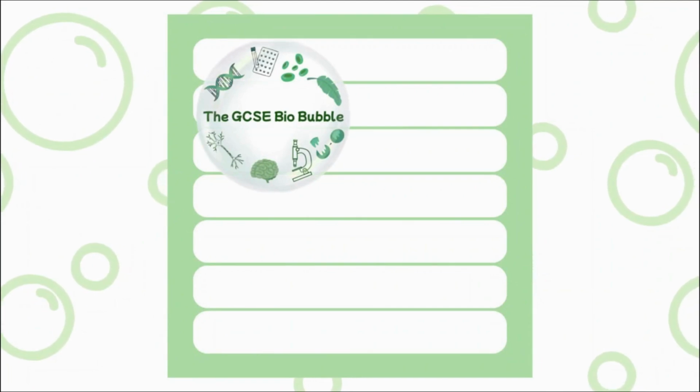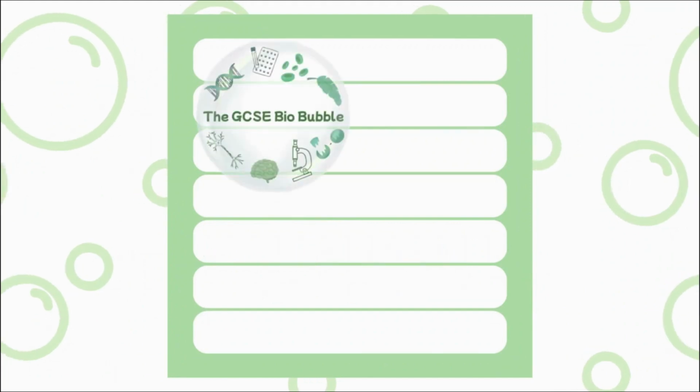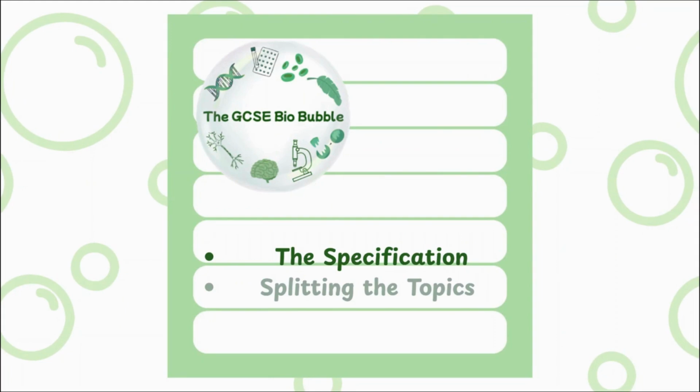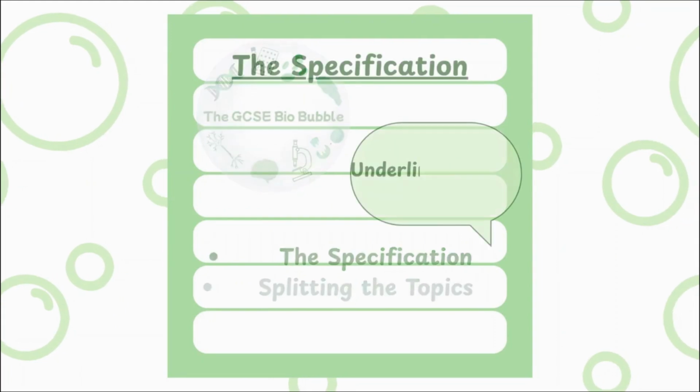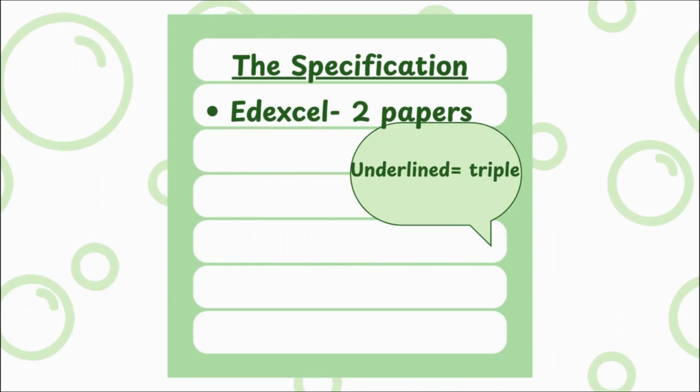Today we're going to keep it simple. We'll have a quick look at the spec, and then I'm going to show you when the topic's split between triple, combined, foundation and higher. So we'll look through the spec now, and then I'll explain how the content splits by tier and course in a bit. I'm going to use the Edexcel spec since that's what I did. But don't worry, this will definitely still help if you're doing a spec like AQA, because it is the same things, it is just shuffled around.